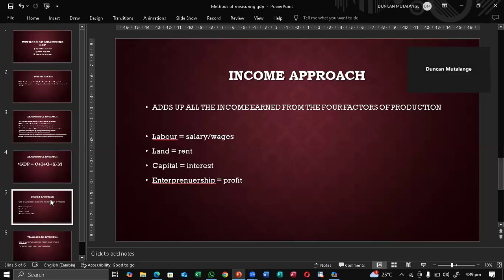So all the monies that are coming from the factors of production, we sum them up, and we form what is called the income approach. So if I add up all the salaries or wages in the economy, and I add up the rent, the interest, and the profits, that forms what is called the income approach. Should be very straightforward.